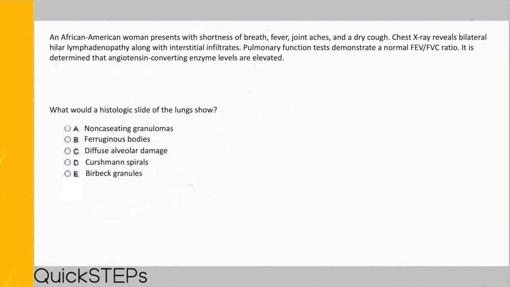An African American woman. So whenever you see a demographic, you should put it in your mind mentally somewhere. So an African American woman presents with shortness of breath, fever, joint pains, and a dry cough. Chest x-ray reveals bilateral hilar lymphadenopathy along with interstitial infiltrates. Pulmonary function test demonstrated normal FEV to FVC ratio. It is determined that angiotensin-converting enzyme levels are elevated. What would a histologic slide of the lungs show?